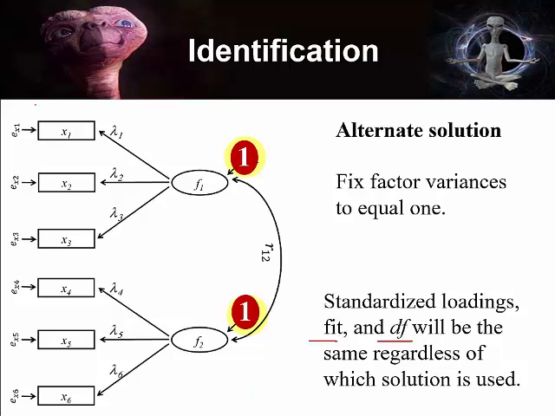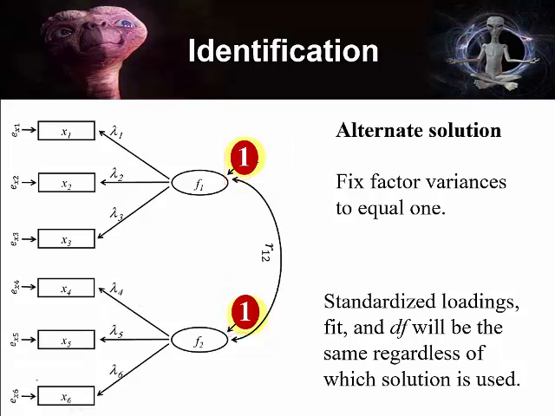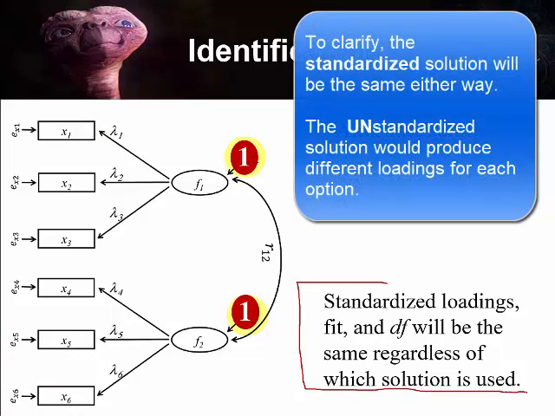Sometimes the option of constraining lambda loadings is easier to use. That's probably the more common one to do, but sometimes it works a little better just to fix your variances for your factors to be 1. Although in general, it really doesn't make a difference either way, because we're going to get the same solution. No matter which option you choose, we're going to get the same solution.